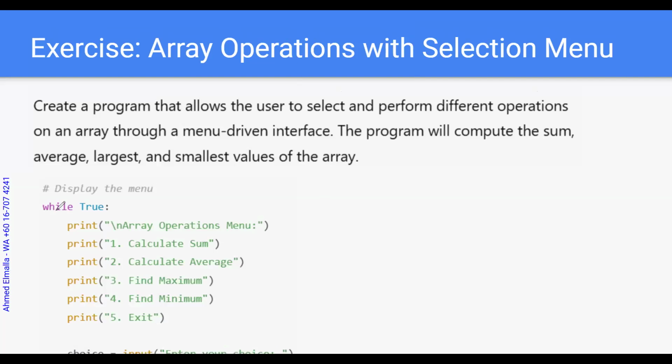We want to make a menu. Option 1 is to calculate the sum. Option 2 is to calculate the average. Option 3, find max, find minimum, and then exit. And then we should take an input from the user, and based on the input, we should calculate the sum or the average or the maximum and the minimum. So how can we do that?